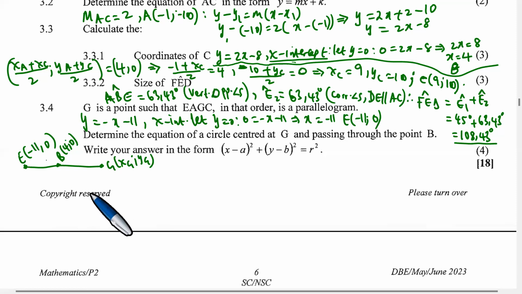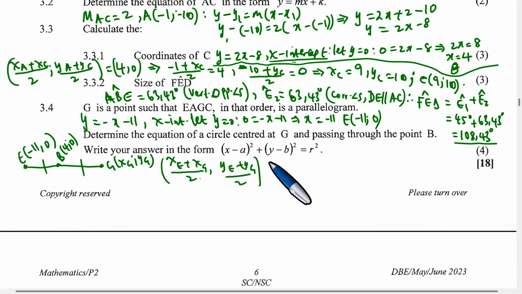So this is like a midpoint thing. We don't know the coordinates of G, so we can find them. So which means that we're going to use the midpoint formula. What is the midpoint formula? It's going to be xe plus xg out of 2, then ye plus y sub g out of 2. And this is the midpoint. What is the midpoint? It's the point B, coordinates 4, 0.